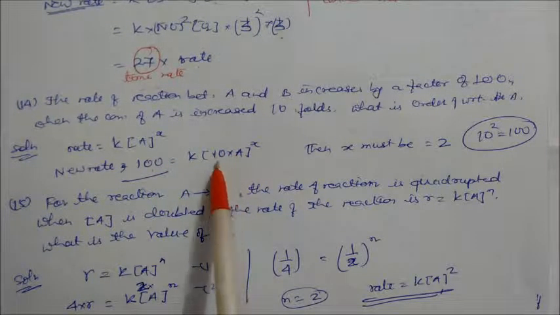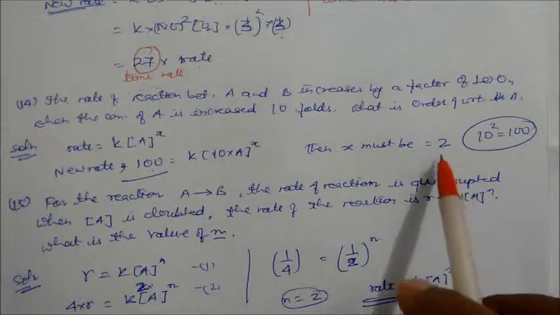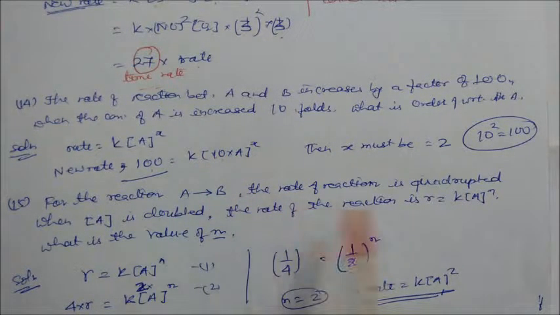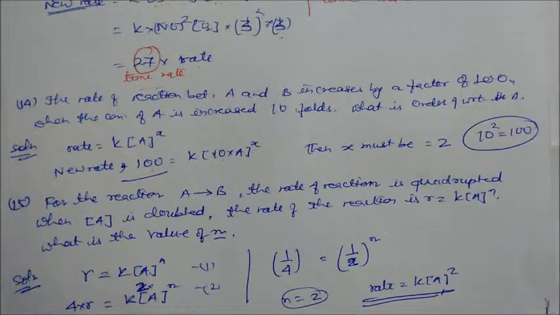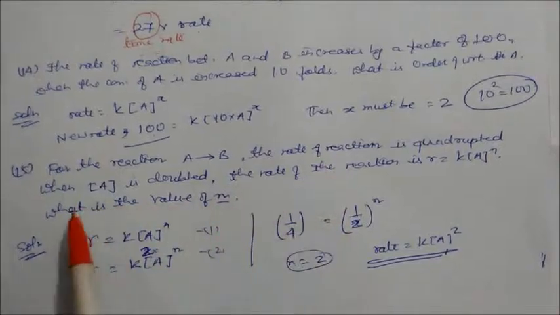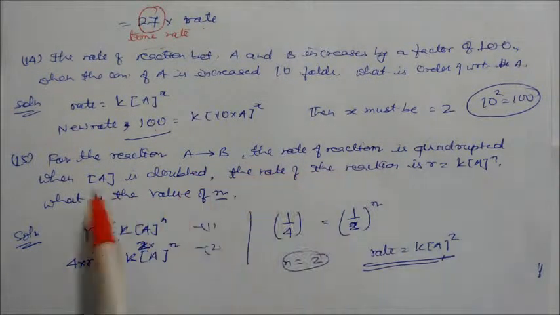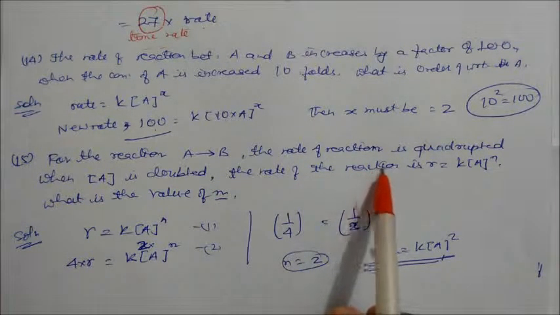For the reaction A converting to B, the rate of reaction is quadrupled when the concentration of A is doubled. The rate of reaction is R equal to k A to the power n. So what is the value of n? This is the rate law expression. Now the new rate becomes 4 times. Quadruple means 4 times, and A is doubled, so 2 times of A. This is 2 times A to the power n. So 4R will be how much?